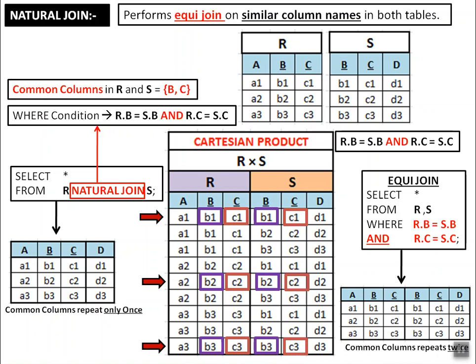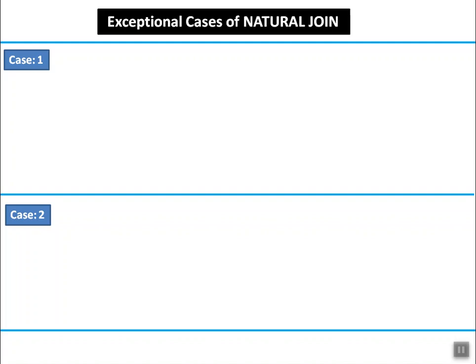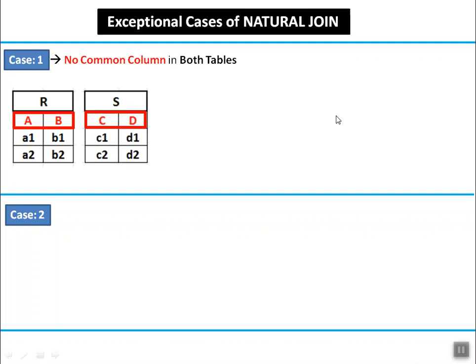Now, you have to understand a few exceptional cases in natural join. I think you already know all exceptional cases will be GATE questions. Say the first case. Two cases you have to understand. First case, there are no common columns in both.